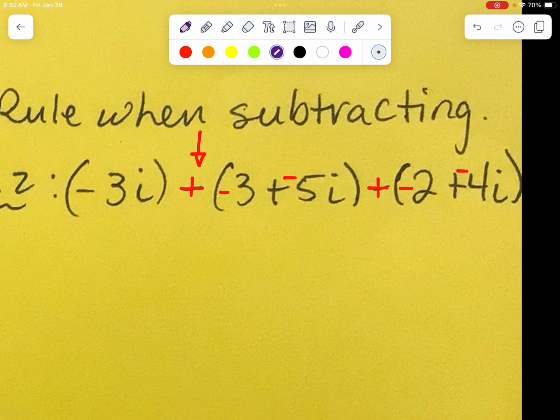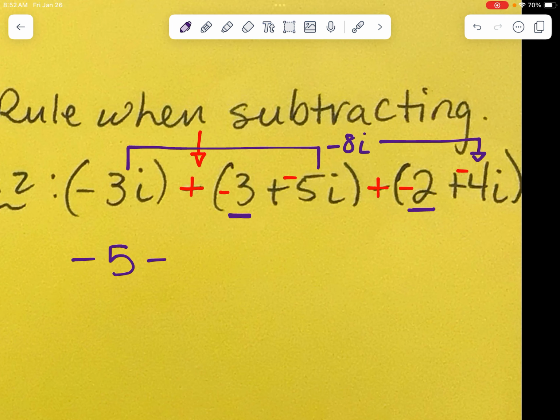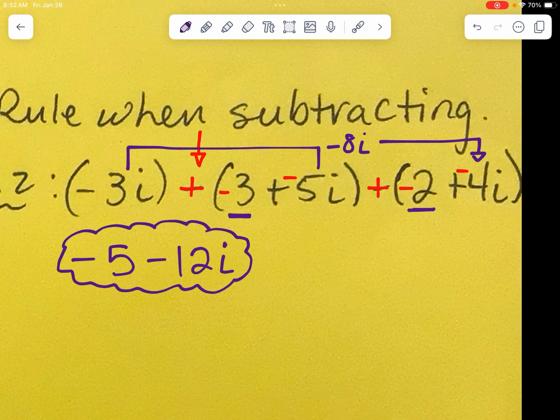So let's start with our numbers here. We have -3 and -2. -3 minus 2 is -5. Let's combine our imaginary components here. -3 minus 5 is -8i. Then I need to combine that with -4i. -8 minus 4 is -12i. And this is our answer.